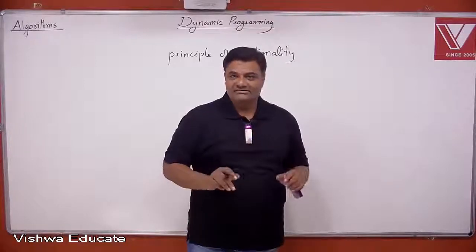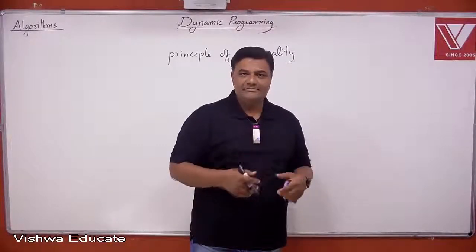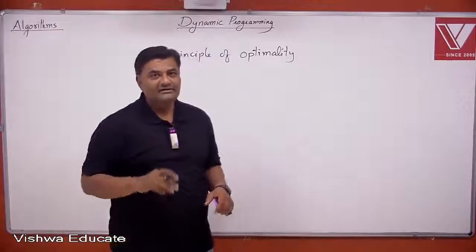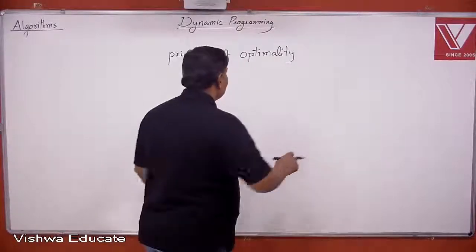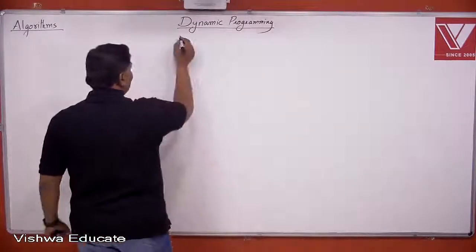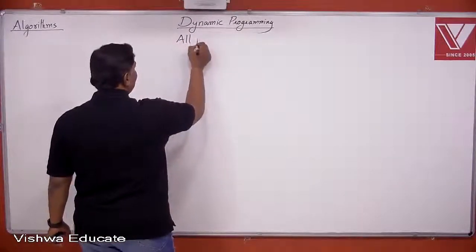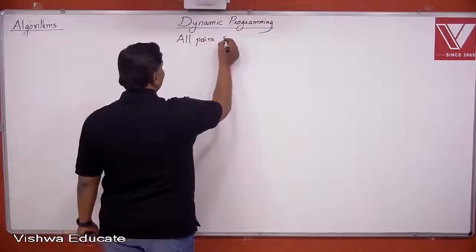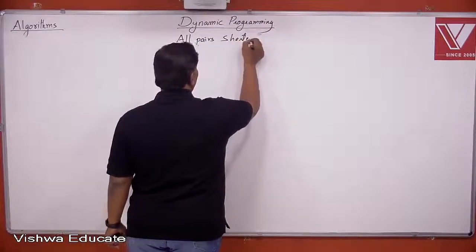Right now you cannot understand this one. Once I take some examples, then you can get a clear idea. So let us take one problem and solve it under the principle of optimality. The problem is all pairs shortest path.